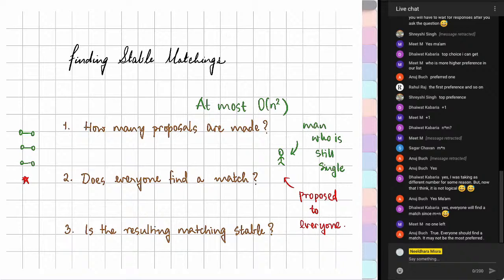Because remember, if the process ends and there is a man who is single, then there must also be at least one woman who is single. Because if all the women are matched, then there are n women who are matched to fewer than n men, which is not possible. Right?